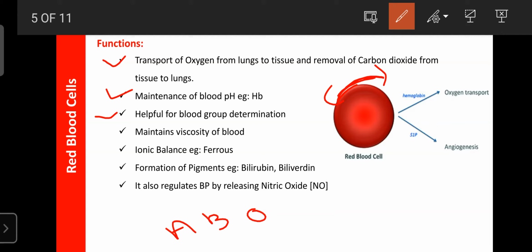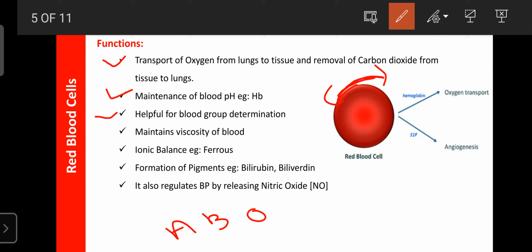And here some glycolipids act as antigens. So different antigens are there; among them the important ones are the A antigen, B antigen and H antigen. With the help of these antigens present in the plasma membranes of the RBC, the different types of blood groups in human beings are determined. So that's why the RBC also plays an important role in the determination of blood groups.